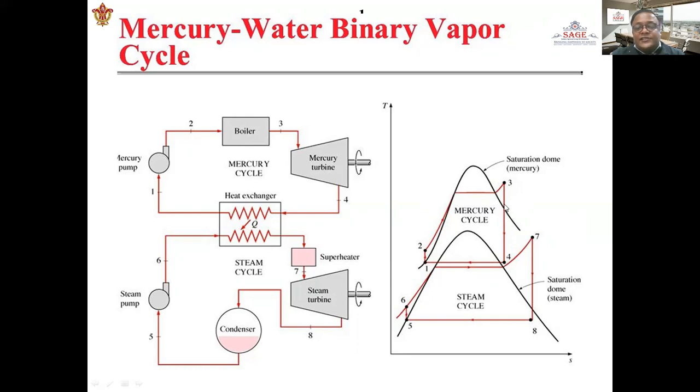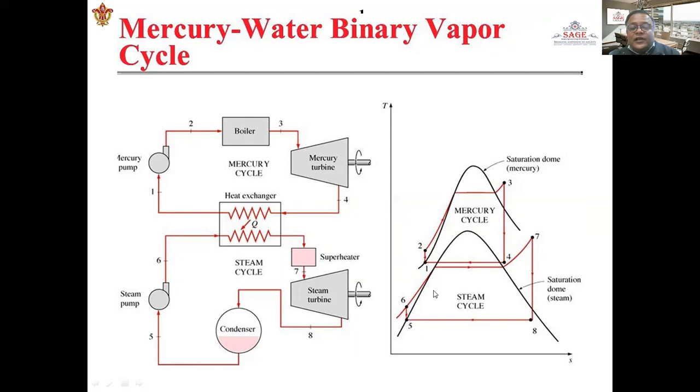There is a T-S diagram in which the mercury cycle and the steam cycle processes are explained clearly. 3 to 4 is the mercury vapor expanding in the mercury turbine, and 4 to 1 is the mercury condensing in the heat exchanger. 1 to 2 is the feeding of the mercury in the mercury pump, and 2 to 3 is the heat supplied. 7 to 8 is the steam expansion, taking place in the steam turbine. Superheated steam is still expanded in the steam turbine. 8 to 5 is the condensation of the steam in the condenser unit. 5 to 6 is the pumping of the steam in the pump section.